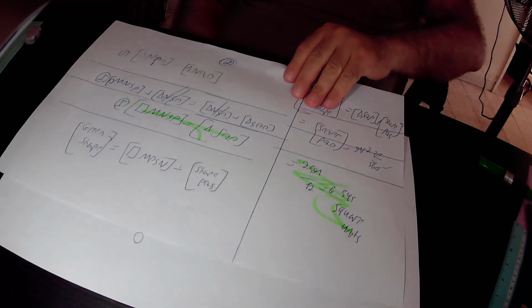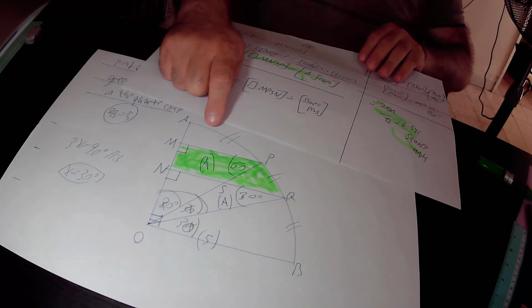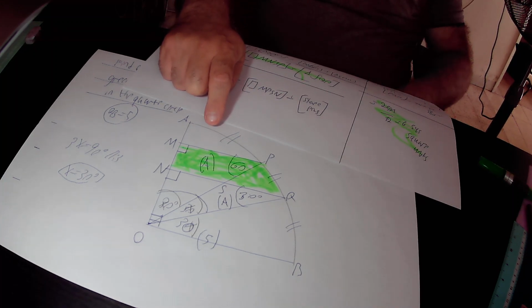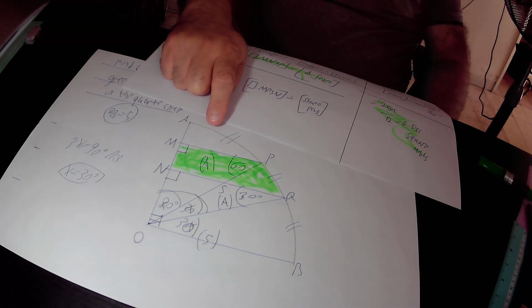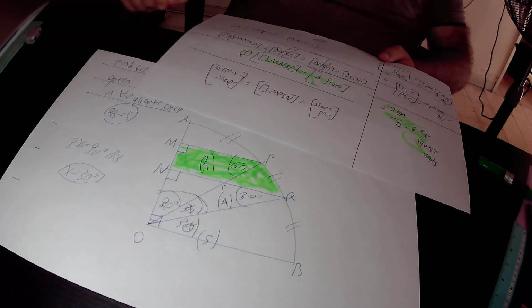So in total we find that the area of this green shape equals 25 pi over 12 square units, or in terms of numbers, 6.545 square units. Okay, thank you very much.